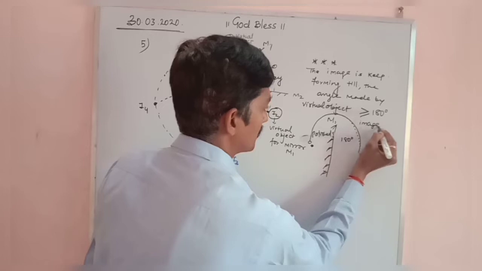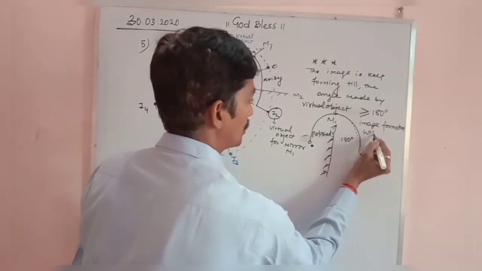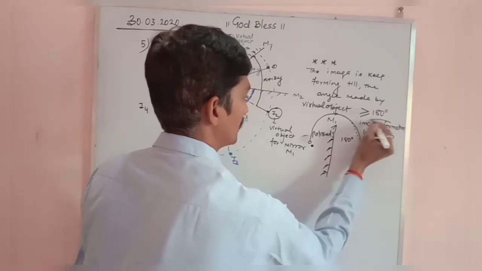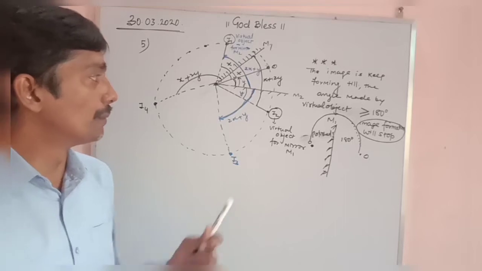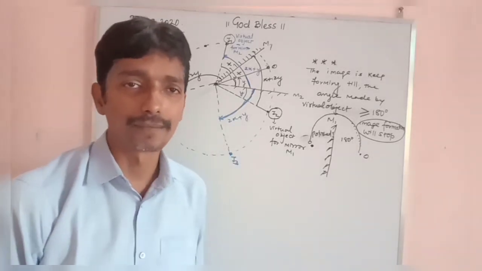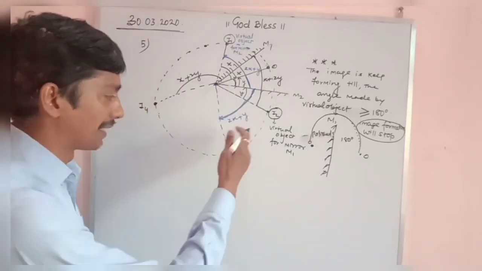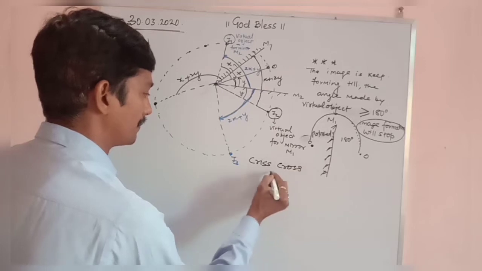Image formation will stop. I hope it is clear. So this can be explained by the crisscross method also. Look at how you can do it by the crisscross method. The same thing can apply to the crisscross method.